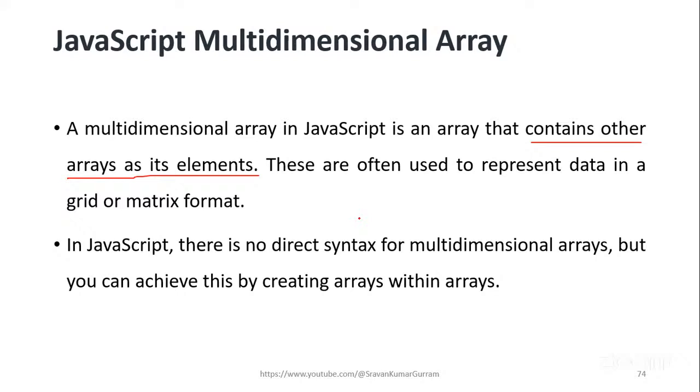Or simply, we can give the definition like: a two-dimensional array is also called a multi-dimensional array. If you want to represent any data in the form of a table by using rows and columns, we use a multi-dimensional array, or more specifically, you can say a two-dimensional array. You can use a two-dimensional array to represent data in the form of tables, rows and columns.